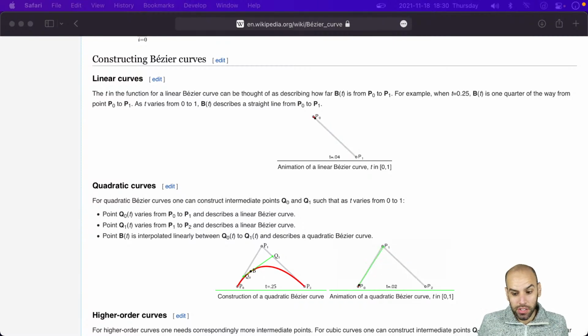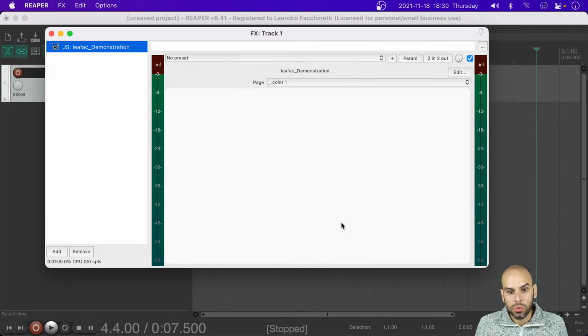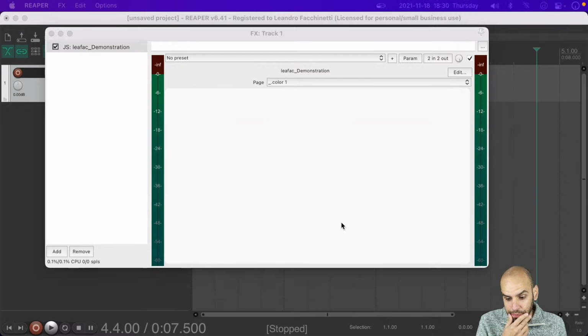What we have on the menu today is this. It is Bezier Curves. Why would you want to implement Bezier Curves, you may be asking? Well, we are working on this library to help you develop better looking and, hopefully, easier to develop JS effects, which are real-time audio processors in REAPER.